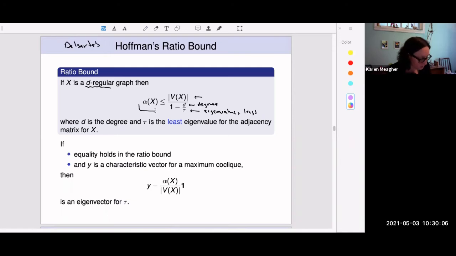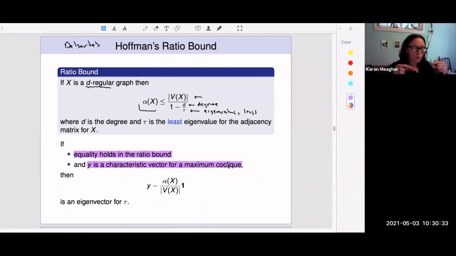So it gives me a nice bound. If equality holds in the ratio bound, I can get a little more information. If this holds with equality, then I can get information about the characteristic vector of a maximum co-clique. So if I have a characteristic vector of any maximum co-clique, it's going to be an eigenvector. So I've got two eigenvalues going on here. I've got my degree and my tau.